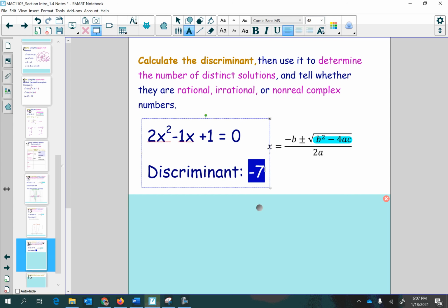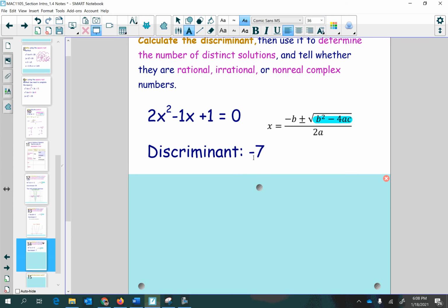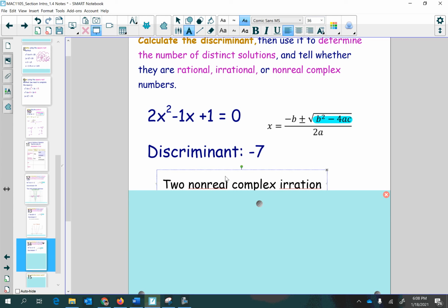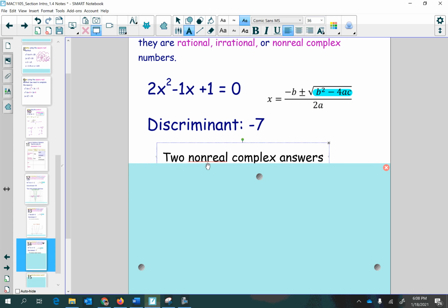Ooh, we get a negative underneath the square root. So if we have a negative underneath the square root, then we get an imaginary answer, or a non-real answer. Also, 7 is not a perfect square. So I guess we don't even really need to define it past just saying that it's non-real. We're going to have two non-real, complex, and irrational answers, but you don't usually have to say that. Irrational kind of is reserved for answers that are not imaginary. So we have two non-real complex answers, or solutions, you could say, okay?